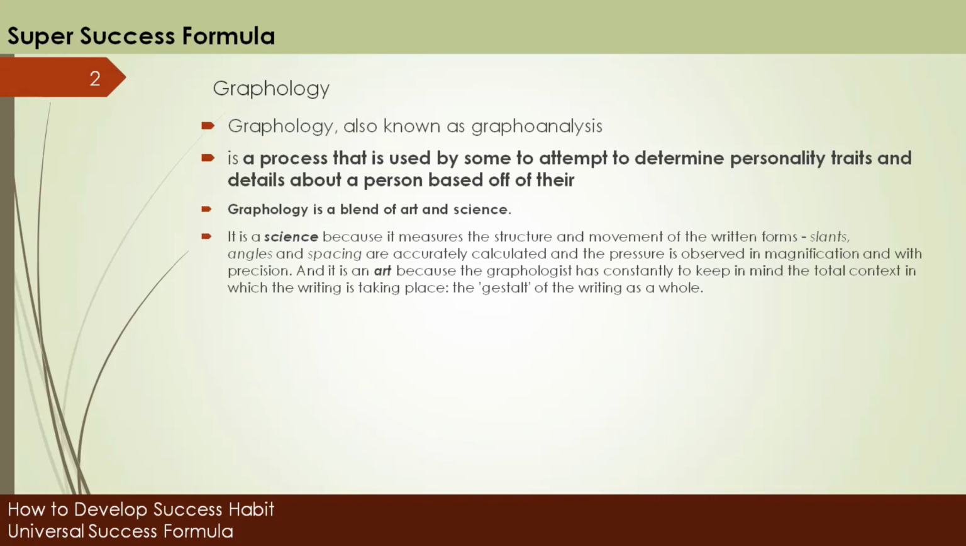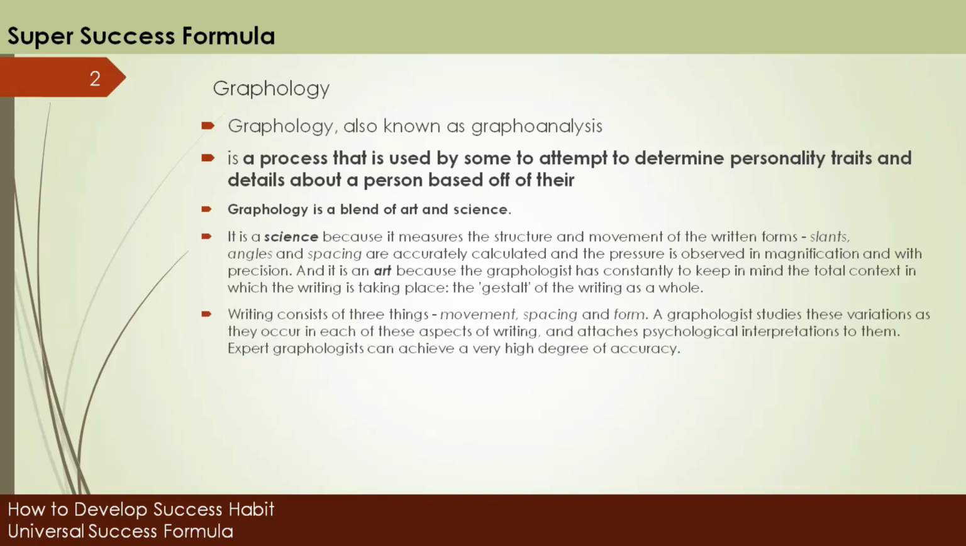As per Gestalt theory, the writing is considered as a whole. Writing consists of three things: movement, spacing, and form. A graphologist studies the variations as they occur in each of these aspects of writing and attaches a psychological interpretation to them. Expert graphologists can achieve a very high degree of accuracy.